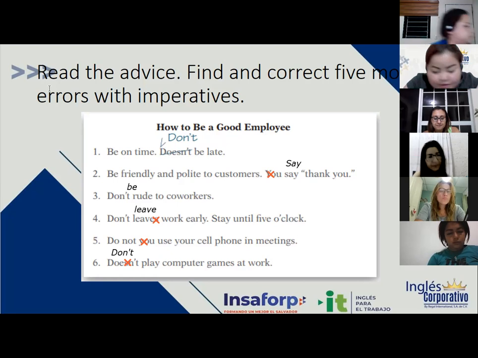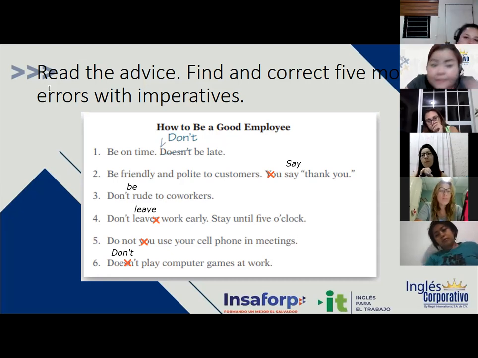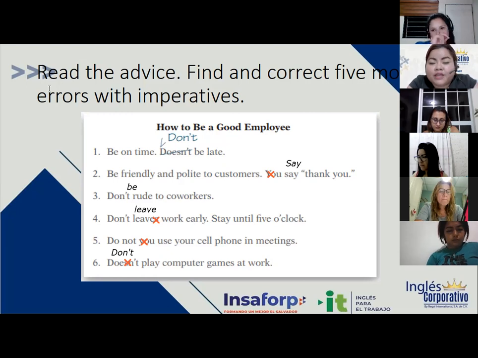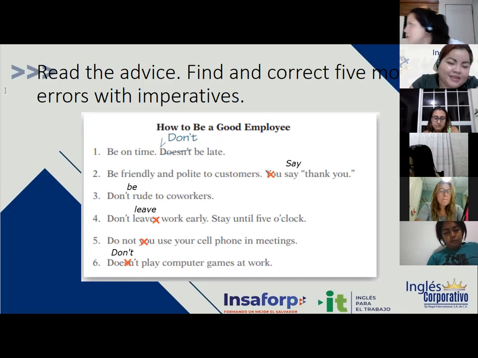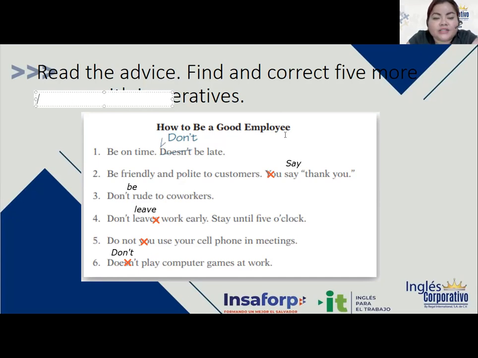Marina. Yes, Edwin. Yo sé que eso ya lo he explicado, pero siempre tengo esa duda. ¿Por qué don't y no doesn't en one y six? Because with the imperatives, it's an instruction that someone is giving directly to you. Es una indicación, una instrucción, una sugerencia que alguien le está dando directamente a usted o a ustedes. Sí, porque no es en tercera persona. Exactamente. Wow. Oh, thank you, teacher. Thank you. Now, do we have more questions about this? ¿Alguna otra pregunta acerca de este ejercicio? No.